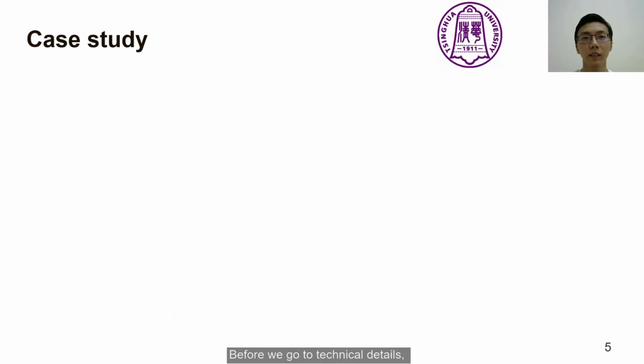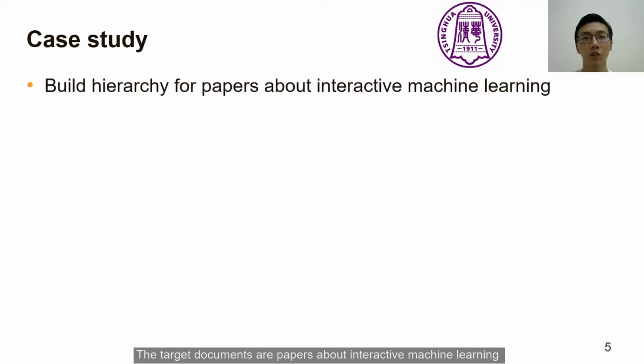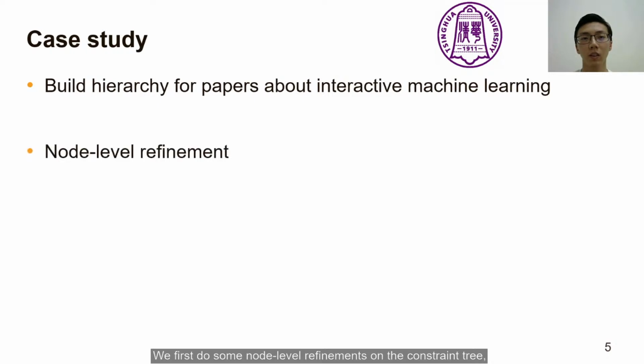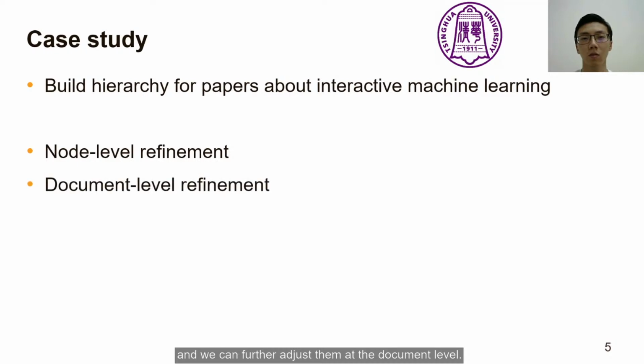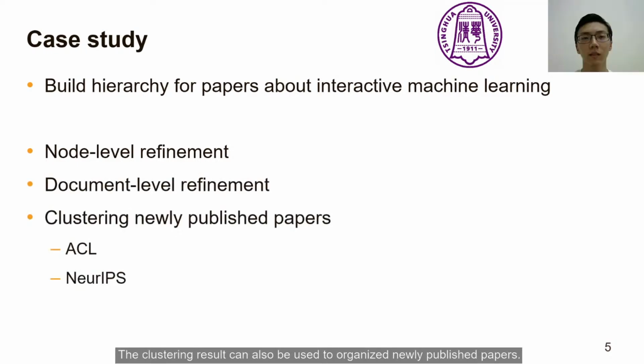Before we go to technical details, I will introduce a case study to show how our system helps generate the hierarchy that meets users' needs. The target documents are papers about interactive machine learning, as well as their reference papers. We first do some node-level refinements on the constraint tree, and we can further adjust them at the document level. The clustering result can also be used to organize the newly published paper.